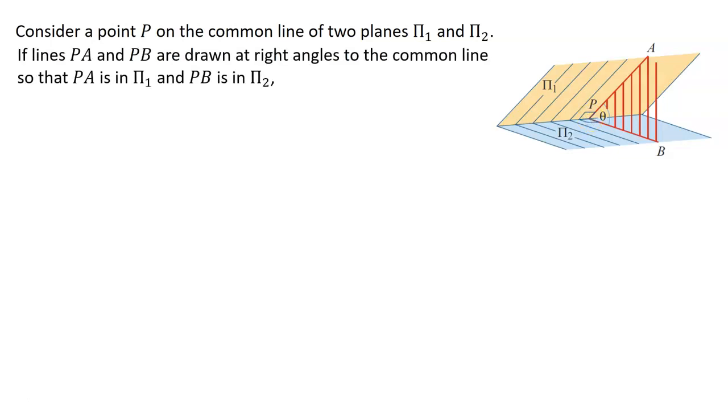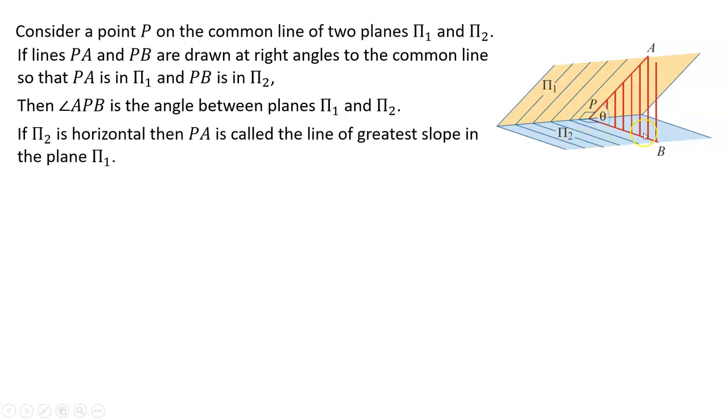If I draw lines PA and PB at right angles to this line, so PA is perpendicular to the common line on the plane pi1, and PB is perpendicular to the common line on the plane pi2, the angle APB is the angle between the planes pi1 and pi2.